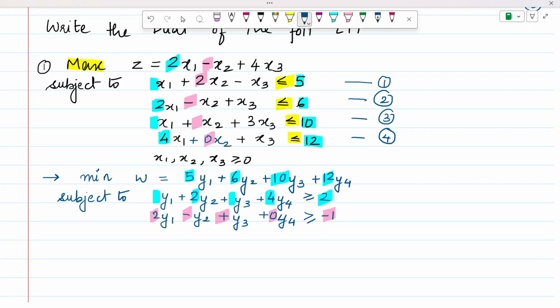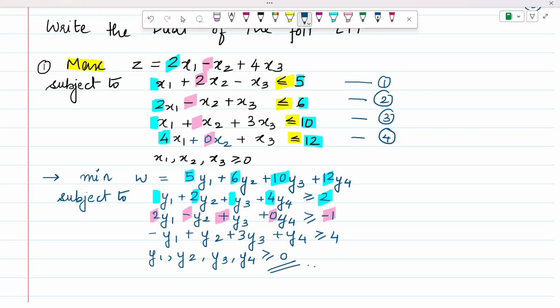Now we'll just quickly write down the last one. That's going to come from x3. That's negative y1, positive y2, plus 3y3, and y4 greater than or equal to 4. I hope I don't need to show you where these have come from. And lastly, we'll just mention y1, y2, y3, and y4 all to be greater than or equal to 0. This is your required dual for the given primal.